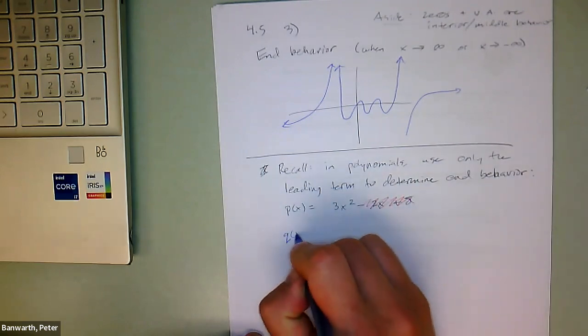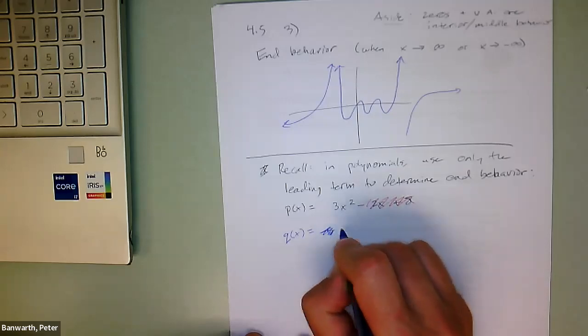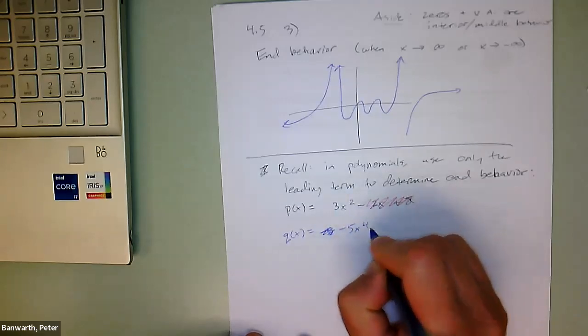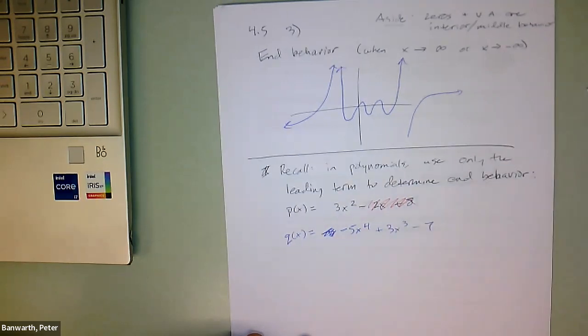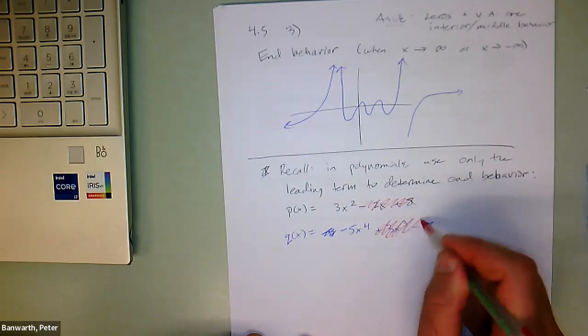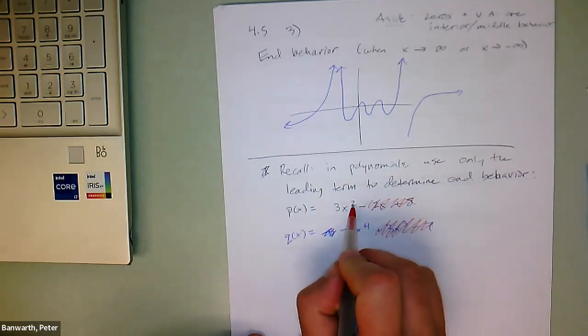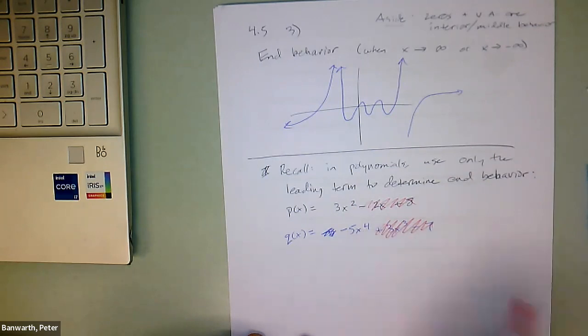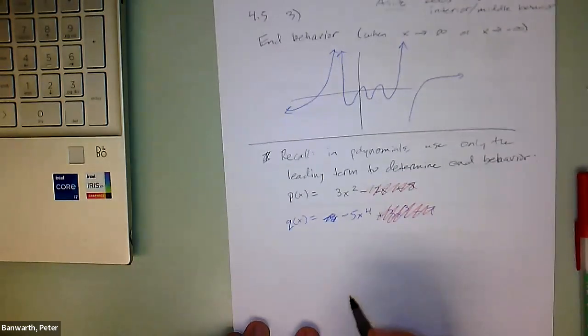Or here's another one, if q of x equals minus 5x to the fourth plus 3x cubed minus 7, I can ignore all of that for end behavior. And that one behaves like a positive quadratic, and that one behaves like a negative quartic. Well, it's the same way with rational functions.